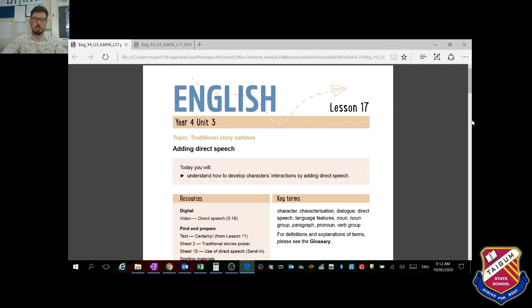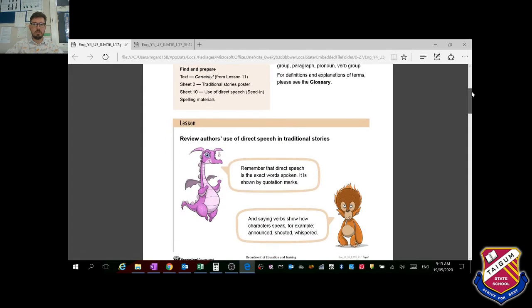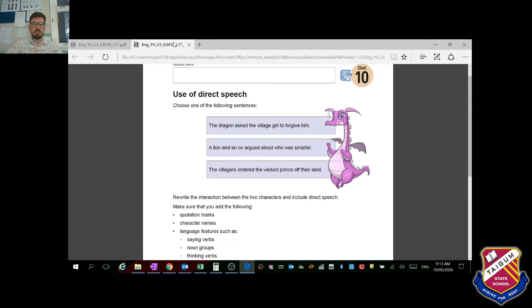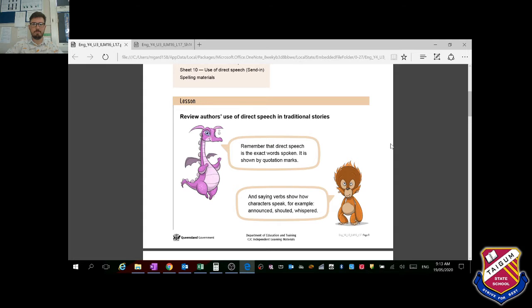Today we're going to continue on with our traditional story practice, and we're going to look at adding direct speech into our traditional story. So you've got the lesson plan in front of you, and you've also got this sheet as well. So remember that direct speech is the exact words spoken. It is shown by quotation marks. And saying verbs show how characters speak. For example, announced, shouted, or whispered.